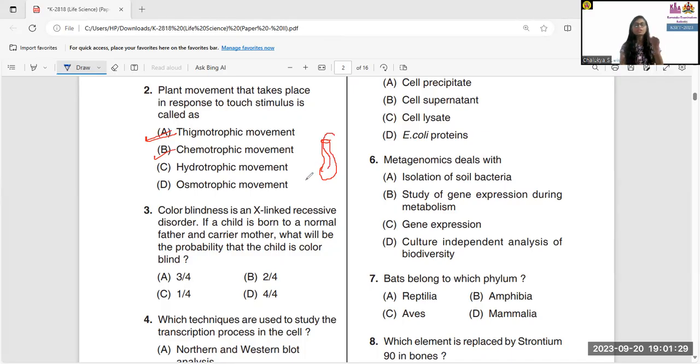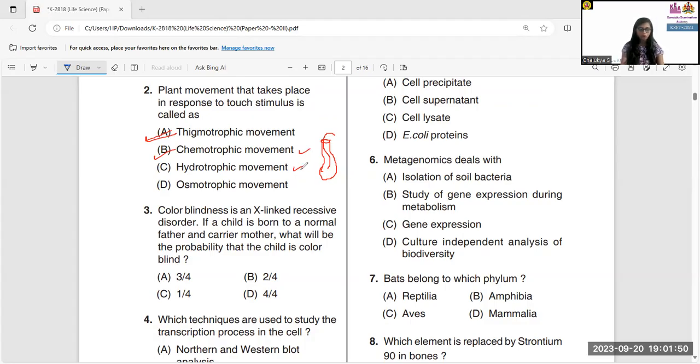Because where the food availability is rich, where the chemicals are rich, in that moment the movement takes place. That type of movement is called chemotropic movement. Example, the pollen tube formation.